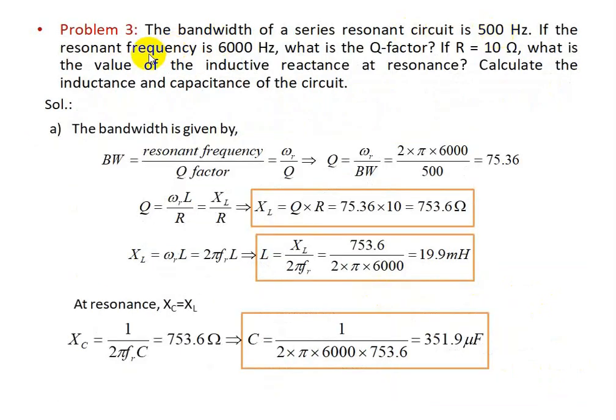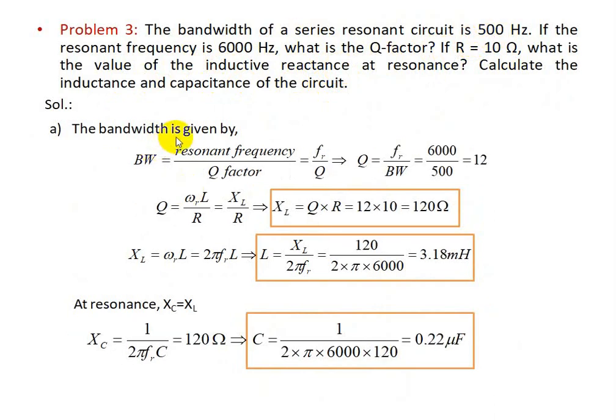Next problem: the bandwidth is 500 Hz. If the resonant frequency is 6000 Hz, what is the Q factor? If resistance R is equal to 10 ohms, what is the value of inductive reactance at resonance? Calculate the inductance and capacitance of the circuit. So the values given are, bandwidth is 500 Hz. The bandwidth of the circuit is given by resonant frequency divided by Q factor, that is Fr by Q.